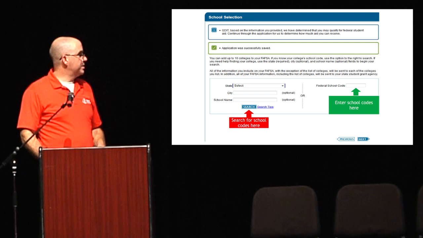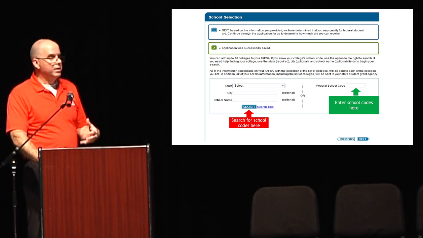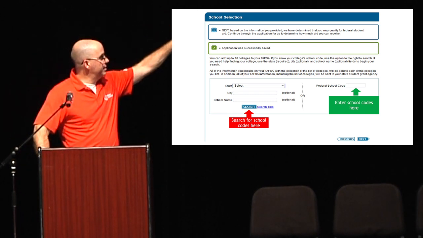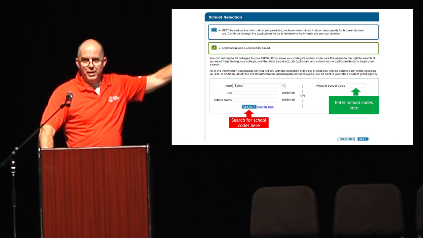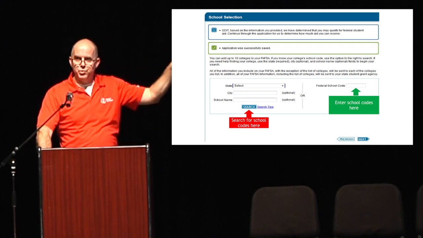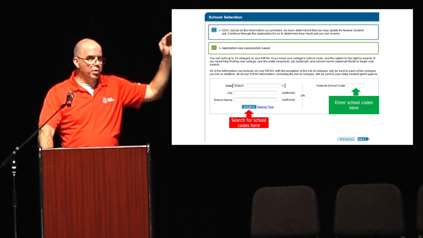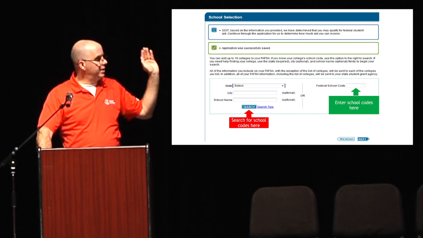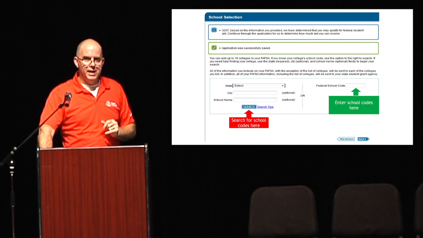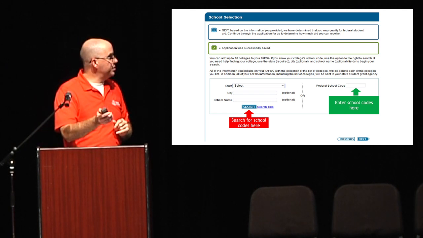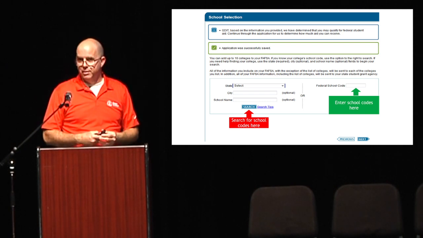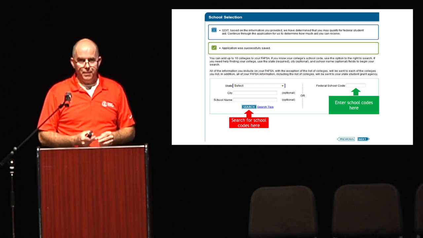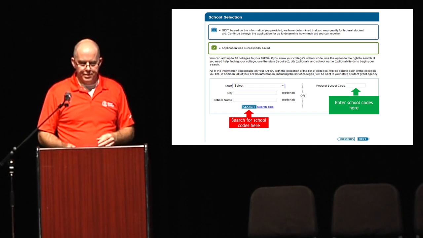Exactly. All right, so if you need to do a search, you can click on the state, the city, and enter the school name, and it's either going to bring up that specific school that you're looking for, or several schools, and you just click on the one that you want, click on the box, and it's going to add the school to the student's FAFSA. Or if you know the school code, you can just go ahead and enter it in the box on the right. Okay. Questions on this section?